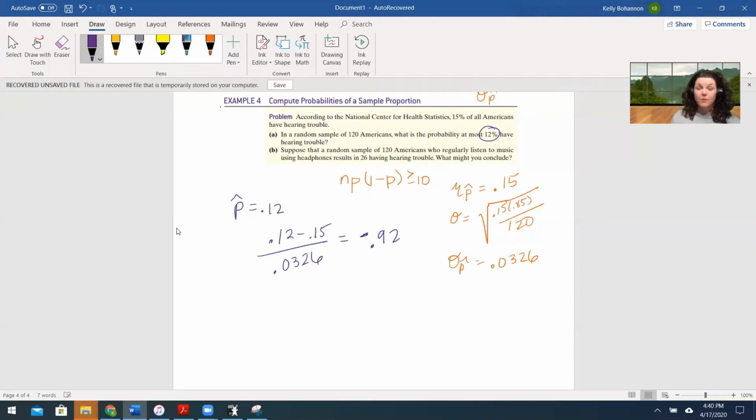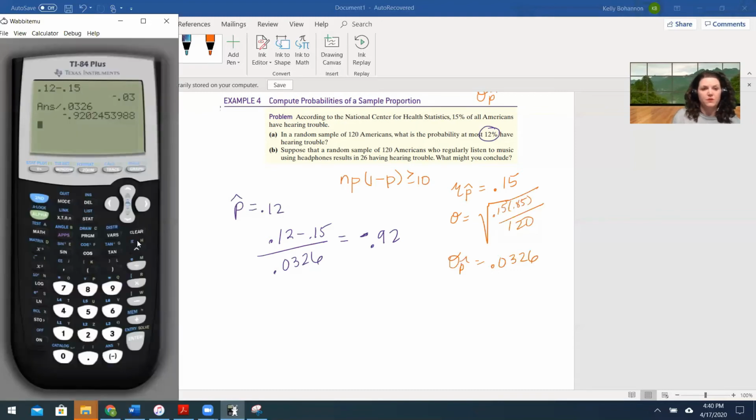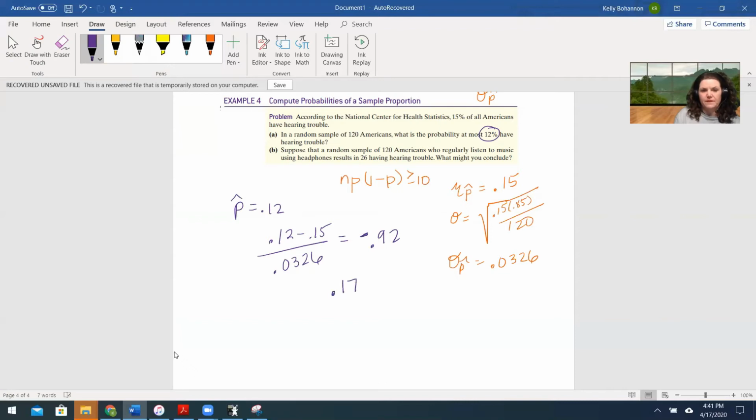You could use a Z table and look it up if you've got one handy. I'm going to just use my calculator and do a normal CDF. Because this is shaded left, I'm going to leave the top just like it is and type in negative 0.92. And I get 0.179. So the probability that P hat is less than or equal to 12% is 0.179. That's part A.